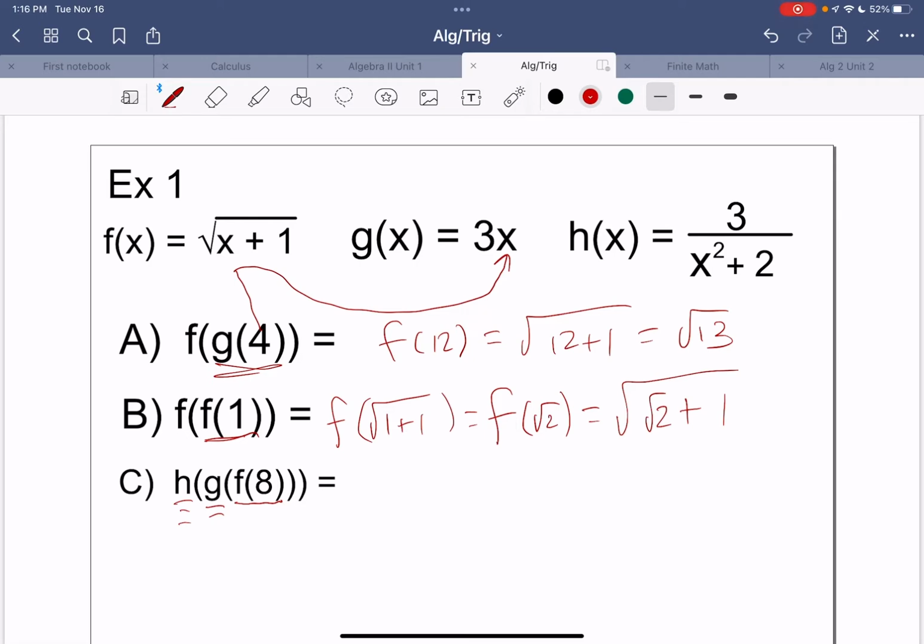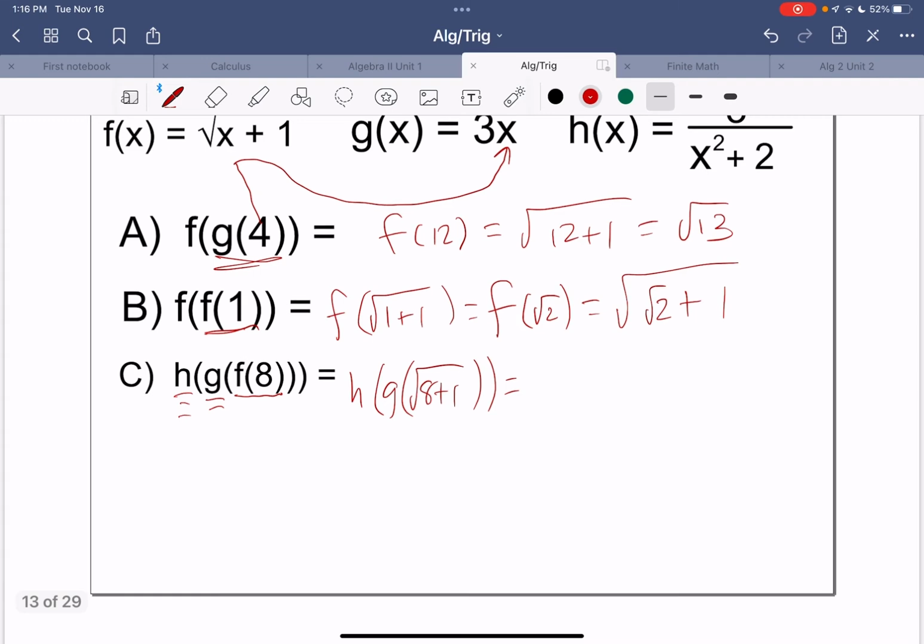And here's the answer. So 8 goes into the F equation, so that'd be the square root of 8 plus 1. That answer goes into the G and then the H. So now I have H of G of the square root of 9, which is 3. That's supposed to be a 9. So that would be H of G of 3.